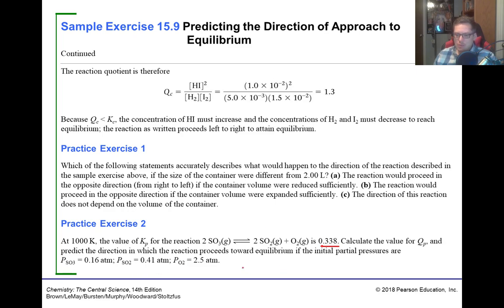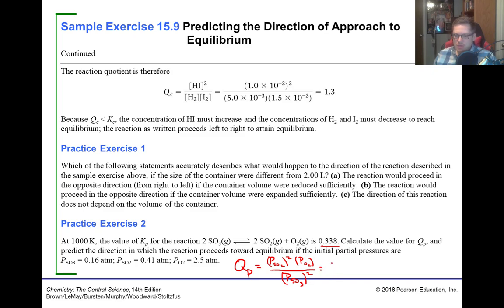Remember, to find Q, all we do is plug into the same expression. Notice that it's pressure, so we're not going to use concentrations; we're going to use our partial pressures. So it'll be the partial pressure of SO2, squared because of this coefficient right here, times the partial pressure of O2, and it's just one of those, divided by the partial pressure of SO3, and this guy would be squared. We're going to take those and plug them in.